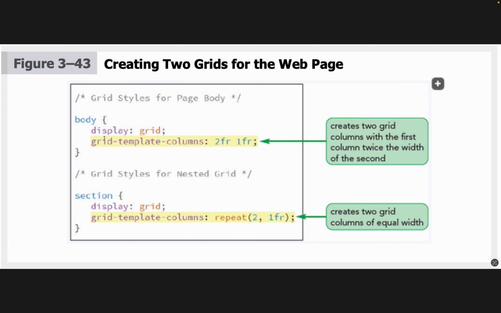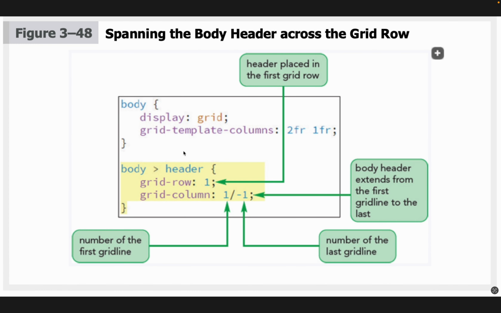So now we start giving that layout to our website. Now for the section we're doing something similar. We're creating two columns that are going to be equally wide. Not like here, you see the difference between 2FR, 1FR. This means that the first one is going to be two times the second one. Here, it's telling the section to create two columns of equal size.